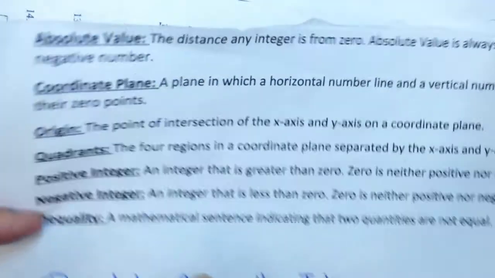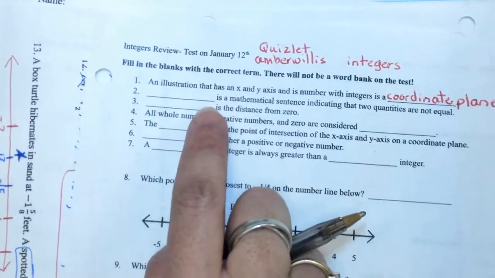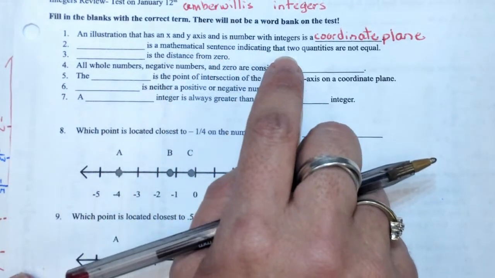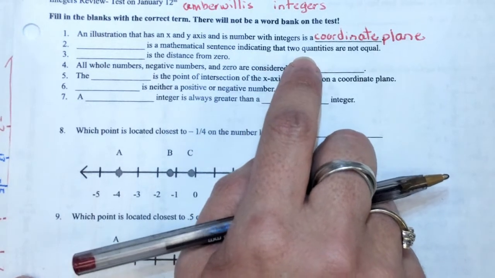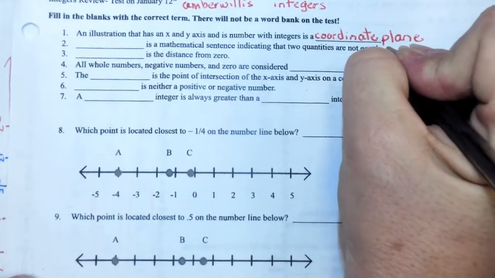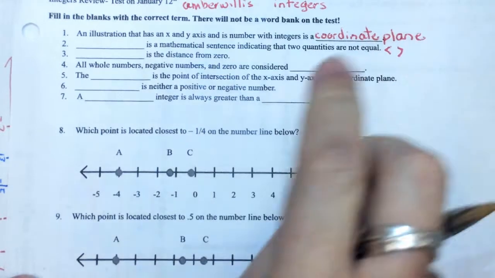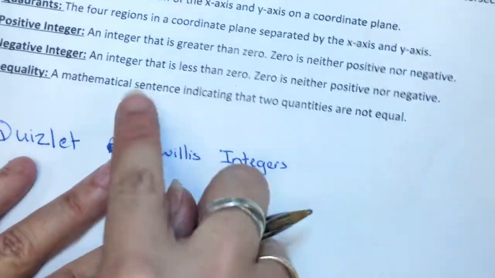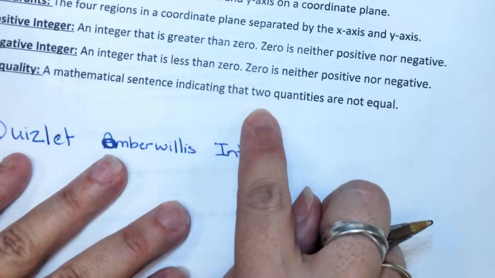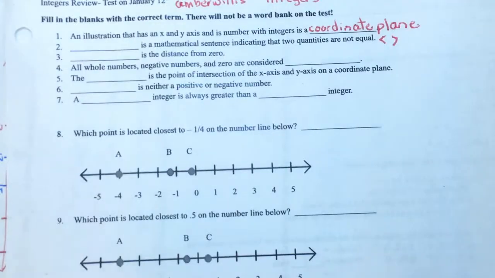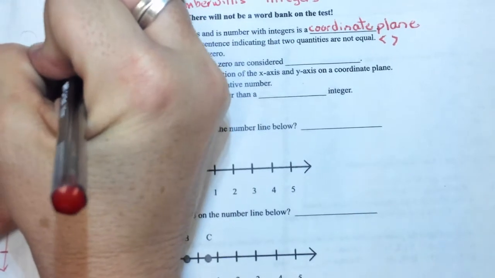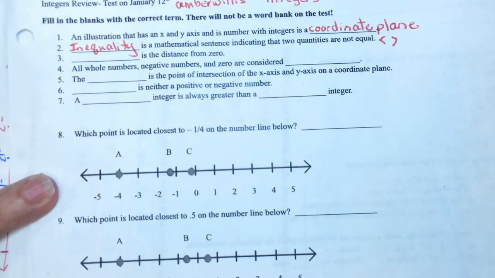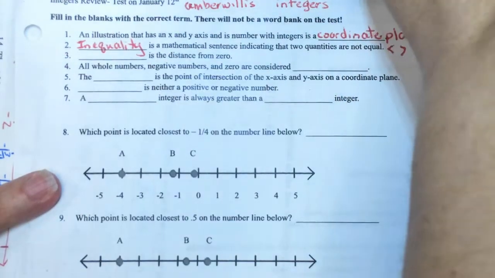Okay, so let's see what number 2 is. Number 2: blank is a mathematical sentence indicating that two quantities are not equal. Now listen, not equal, meaning they use the greater than, less than sign. And yes, it is an inequality. Good, because equality means equal.